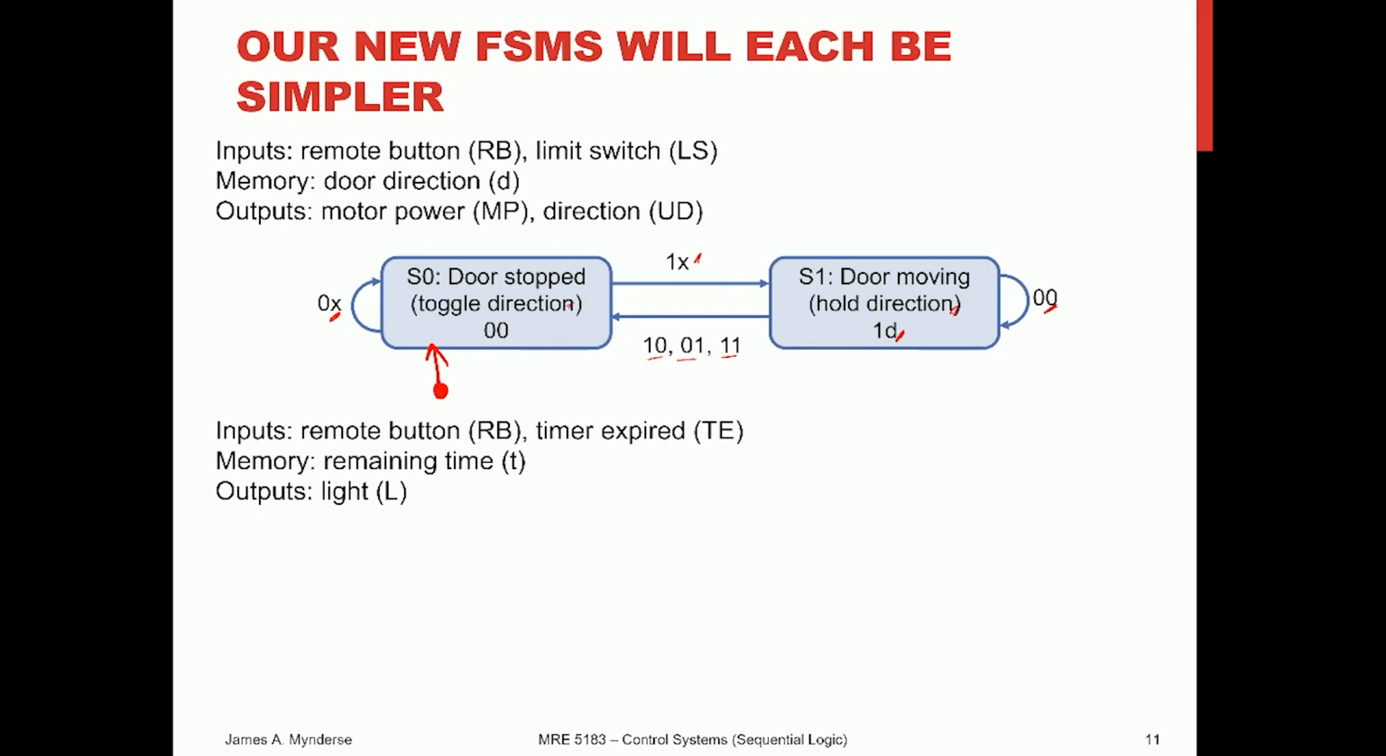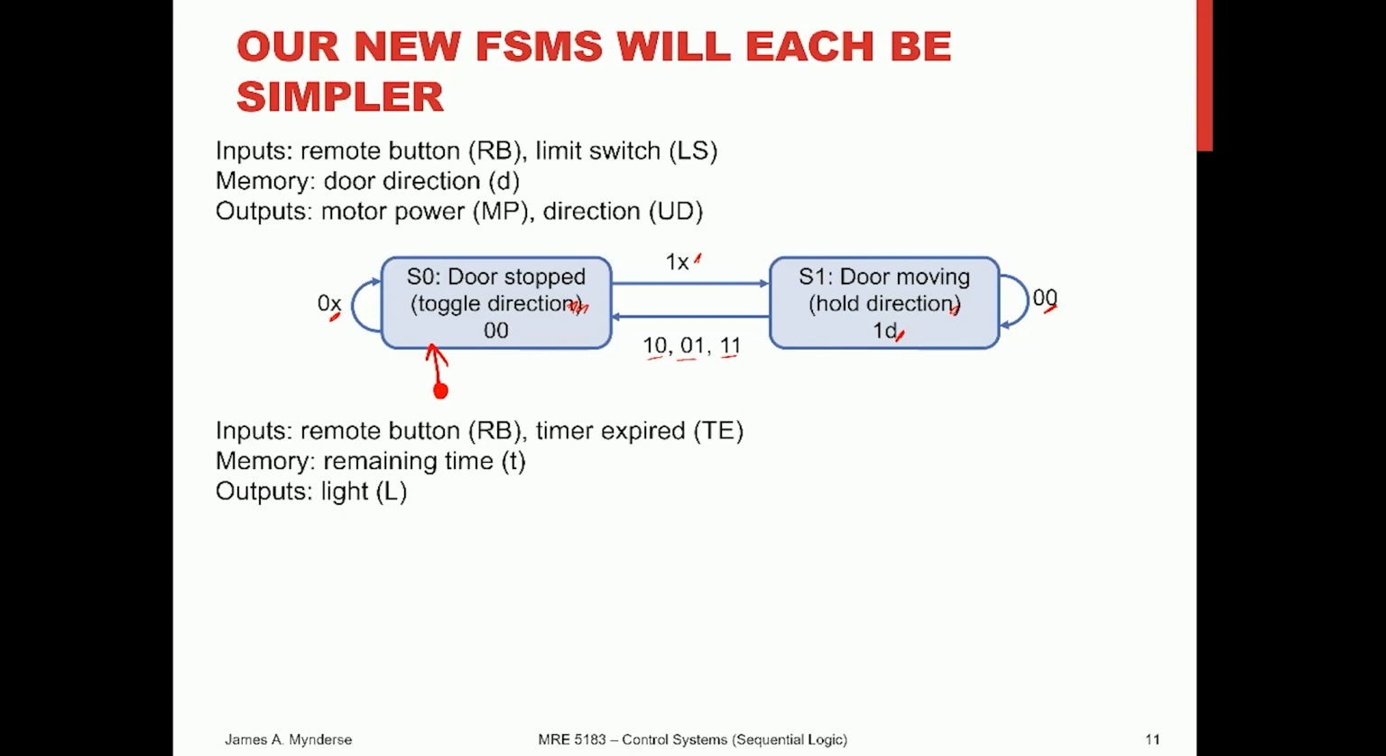What does it mean to toggle? Well, if we were going up, then when we stop, we're automatically going to switch the direction to down. So when we start moving, we'll be moving down. And if we stop again, we'll toggle it back to up. And so every time that we go from the door moving to the door stopping, we're going to toggle the direction. Okay, this is not hard.